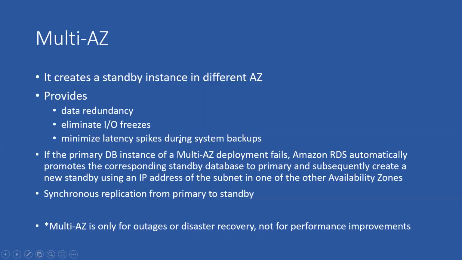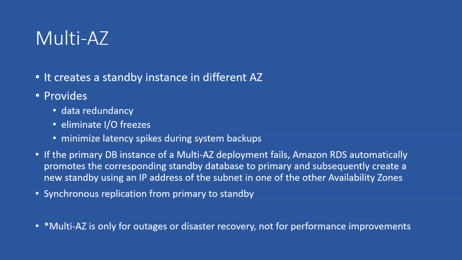Minimize latency spikes during system backups. Because your backups are not taken from your main database, they are taken from the standby database. If the primary DB instance of a multi-AZ deployment fails, Amazon RDS automatically promotes the corresponding standby database to primary and subsequently creates a new standby using an IP address of the subnet in one of the other availability zones.